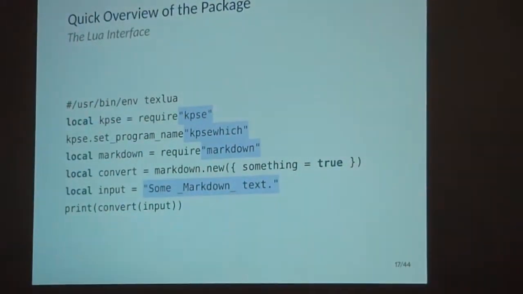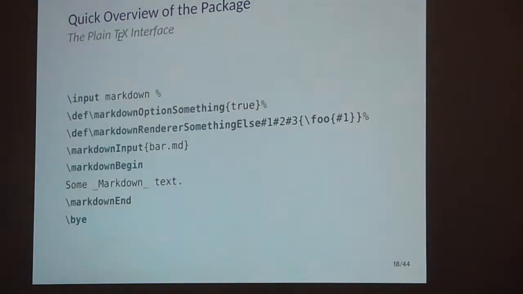So this would be a Lua code. If you wanted to use the package from Lua, you would first load the kpathsea, then you would require the Markdown package, then you would just create a converter object. In the curly brackets you would pass the options for the package. Then you would feed it some text, and you would get the TeX source code as the output.